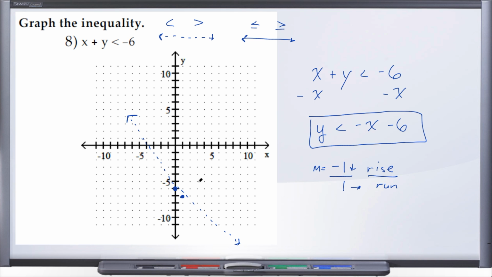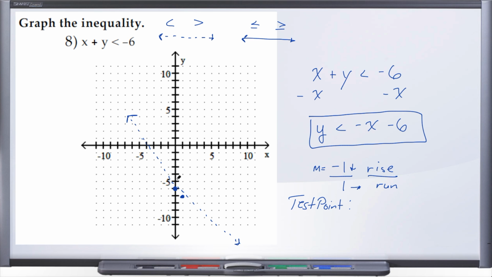All right, so now that we've sketched our graph, let's decide which side of the line we're going to be shading on. Are we going to be shading above the line or below the line? Just like I referenced earlier in the video, we're going to use what's known as a test point to tell us which side of the line to shade on.